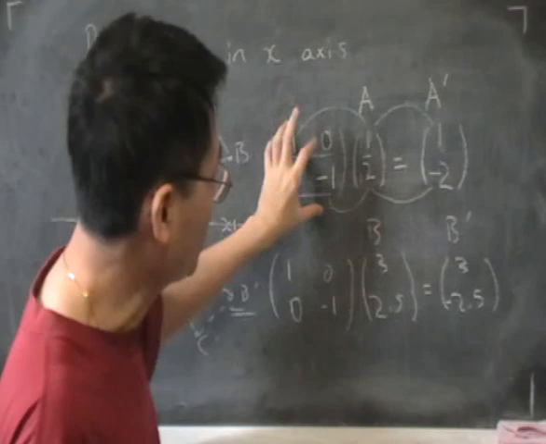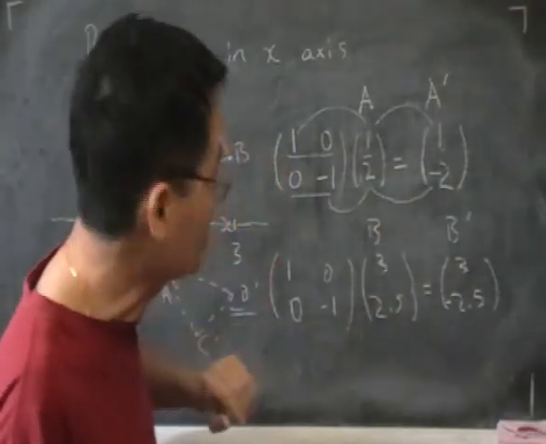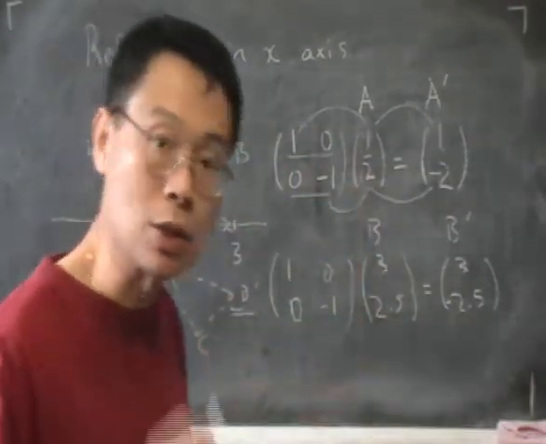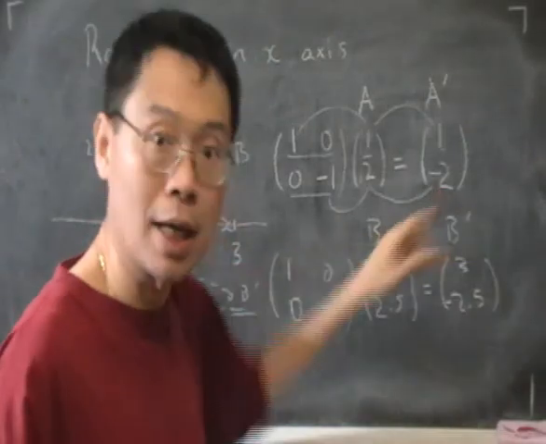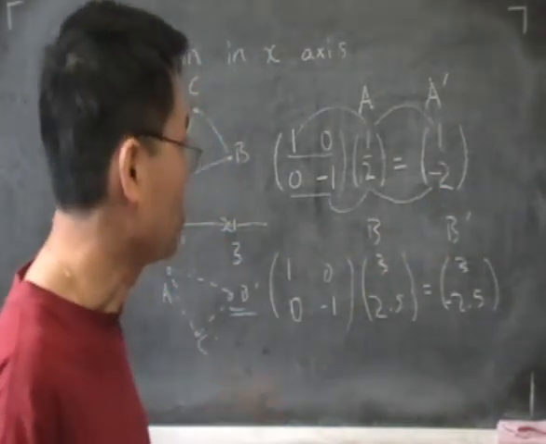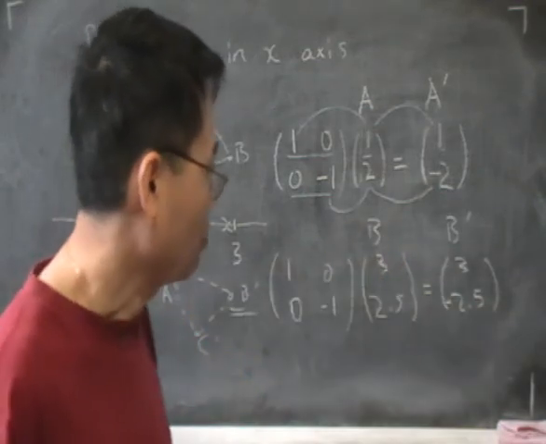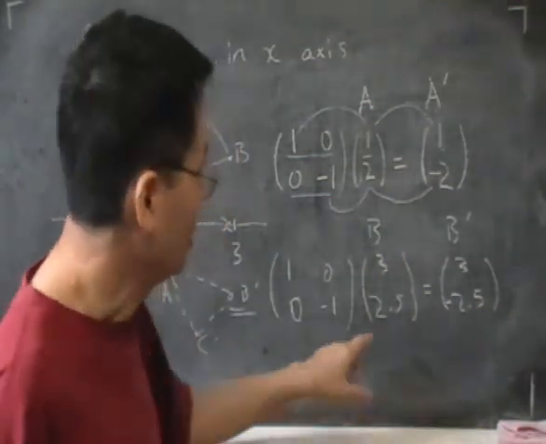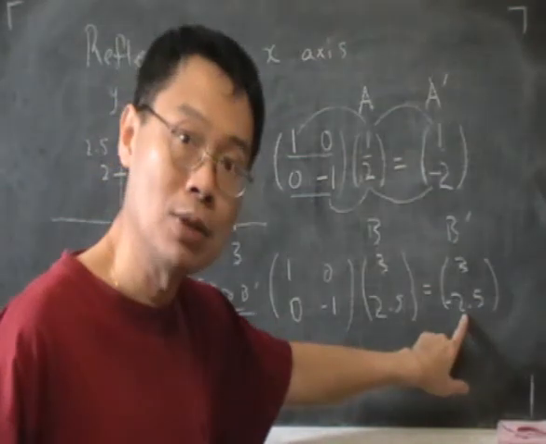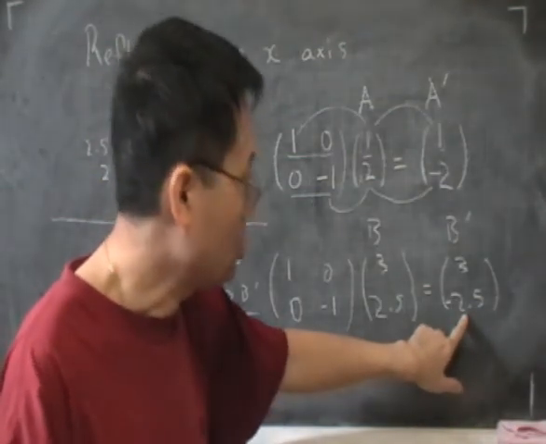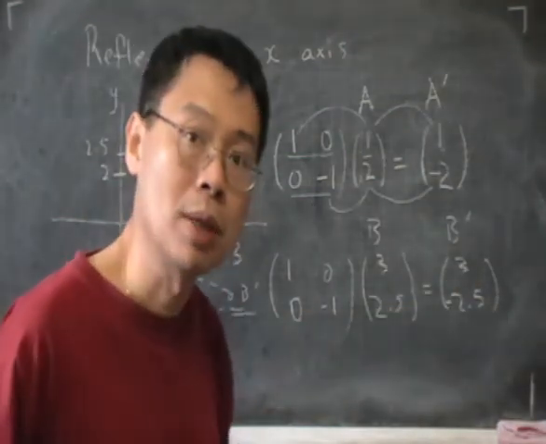The effect of this particular matrix when you multiply is only to change the sign of the y value. So that's why if you apply it to any other column vectors, you get the same effect. The y value has the sign changed. The x remained the same.